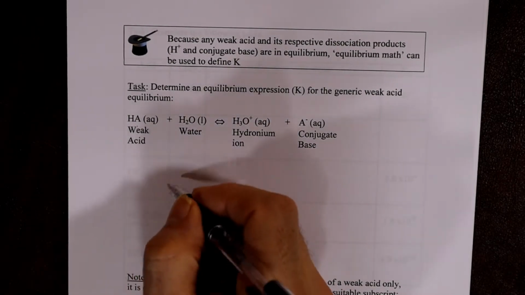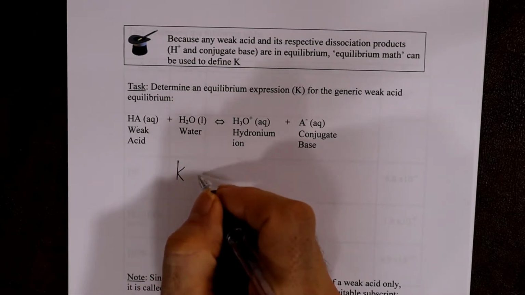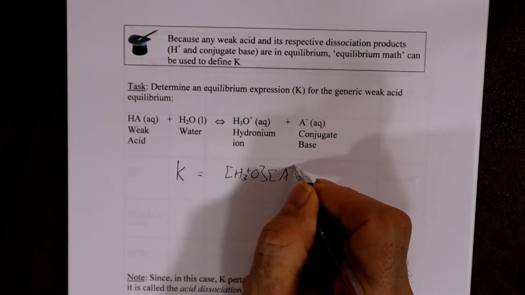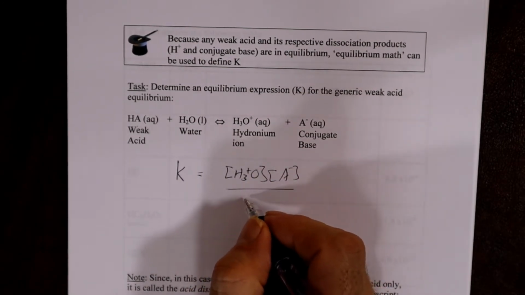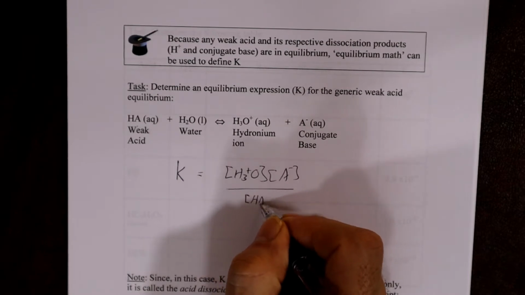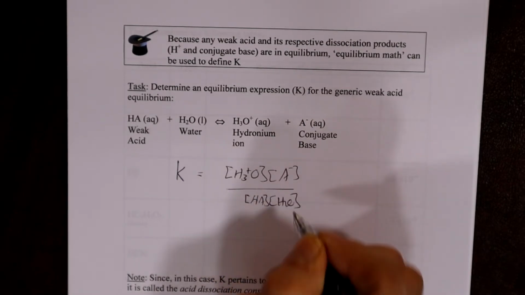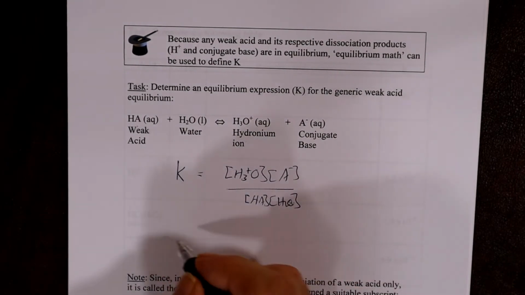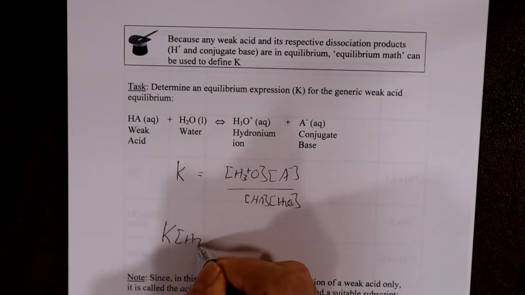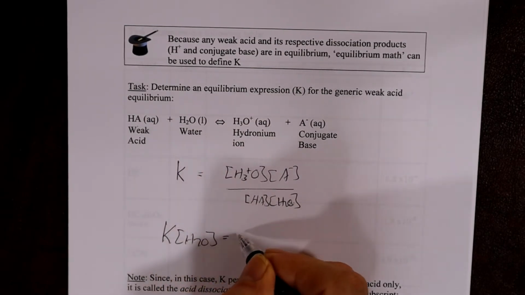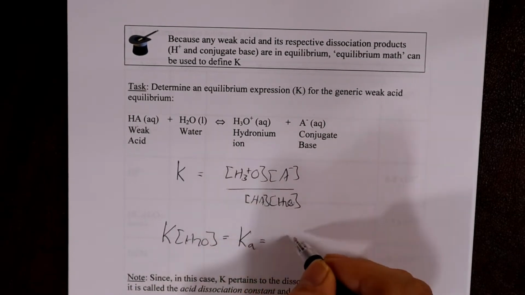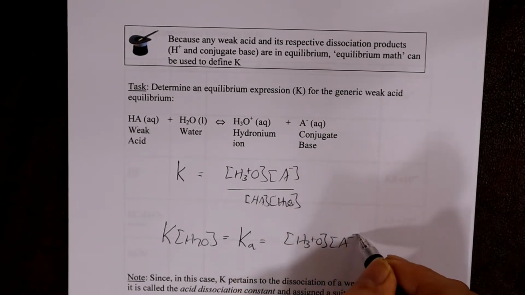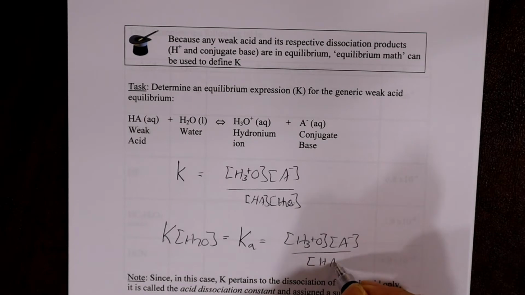If I write just the straight equilibrium constant, products over reactants, I get that. Now obviously water is a constant, so a constant times a constant is a constant. So K times the concentration of water, which is a constant, equals a new constant. We call it the acid dissociation constant, which is H3O plus, A minus over HA.